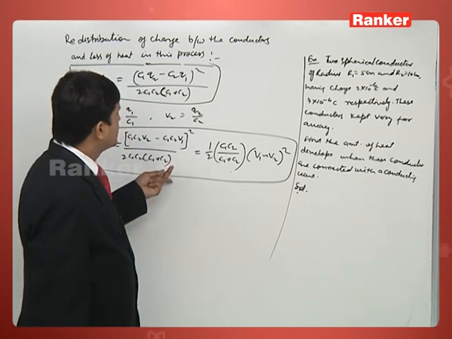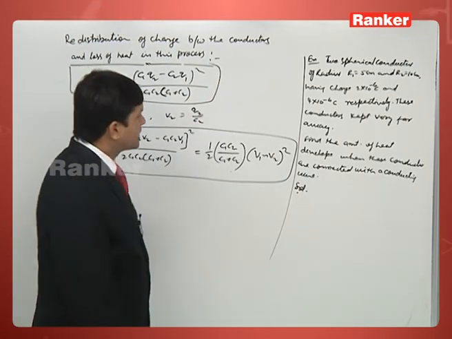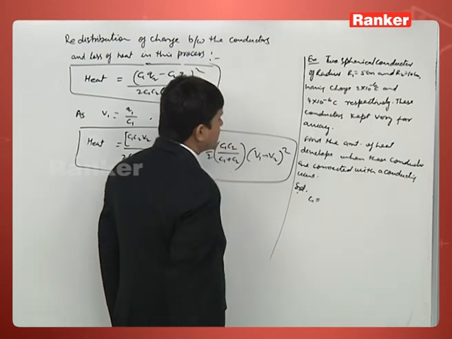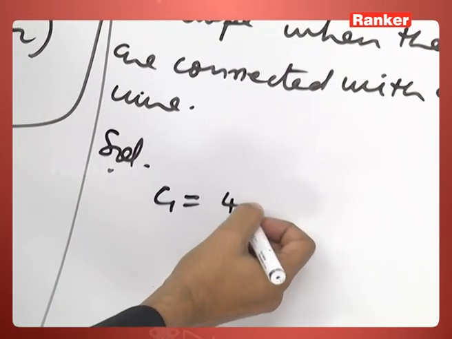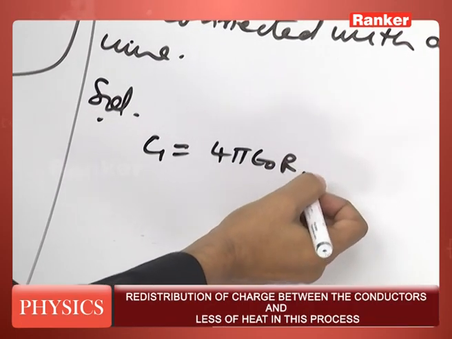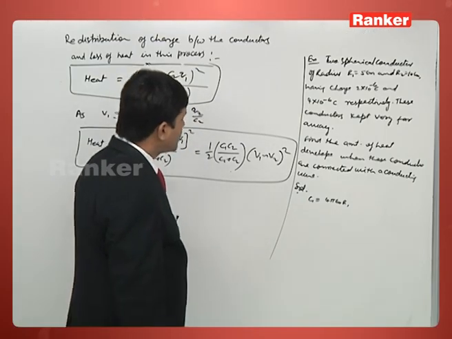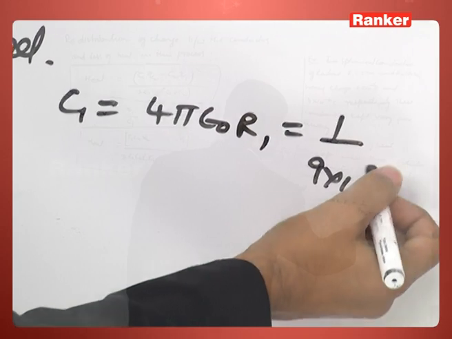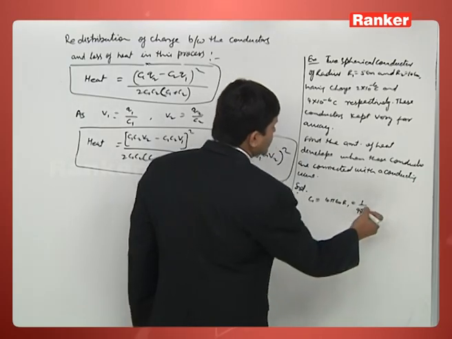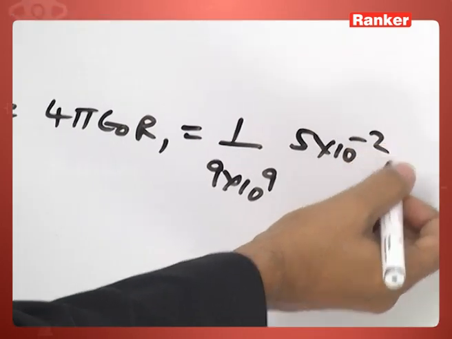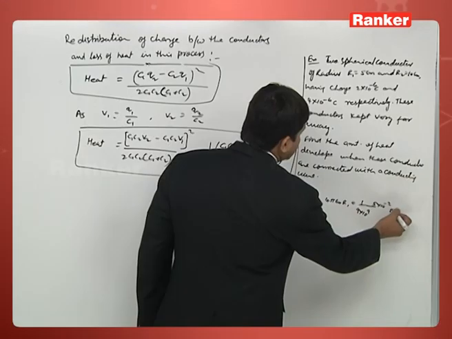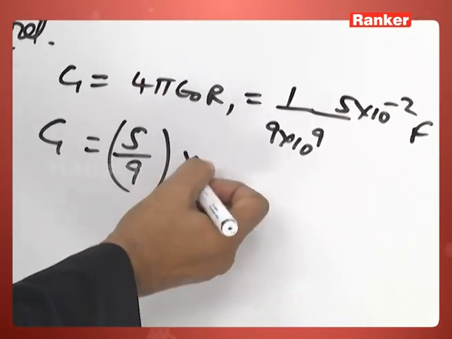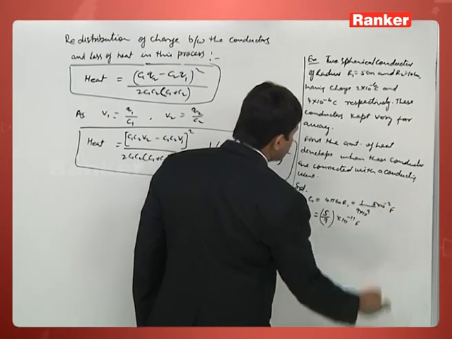Direct formula we can use. No need to go through the whole derivation. So first we would like capacitance. One of the capacitors has capacitance C1, and since it is a spherical conductor, it has capacitance 4 pi epsilon naught into R1. So 1 by 4 pi epsilon naught value is 9 into 10 power 9, and R1 value is 5 centimeter, 5 into 10 power minus 2. So C1 is written as 5 by 9 into 10 power minus 11 farad.